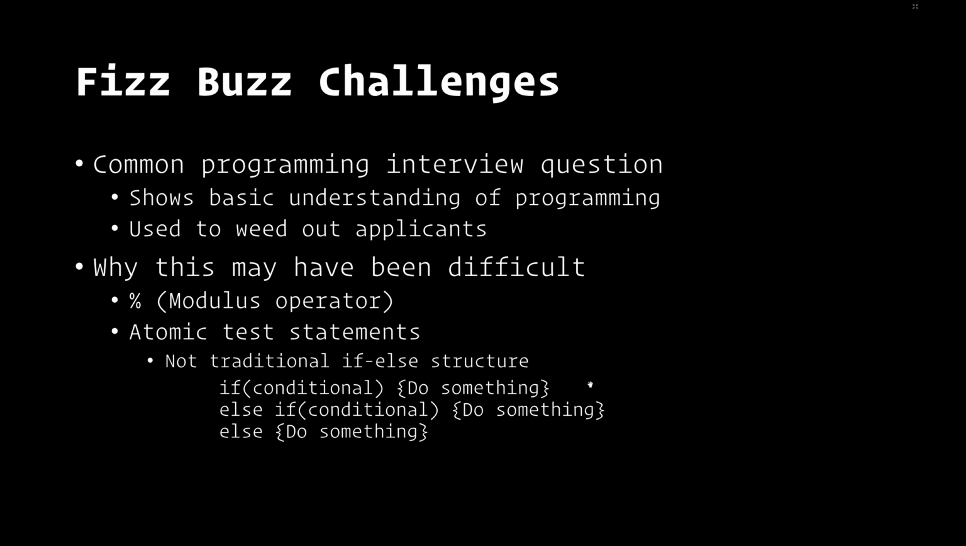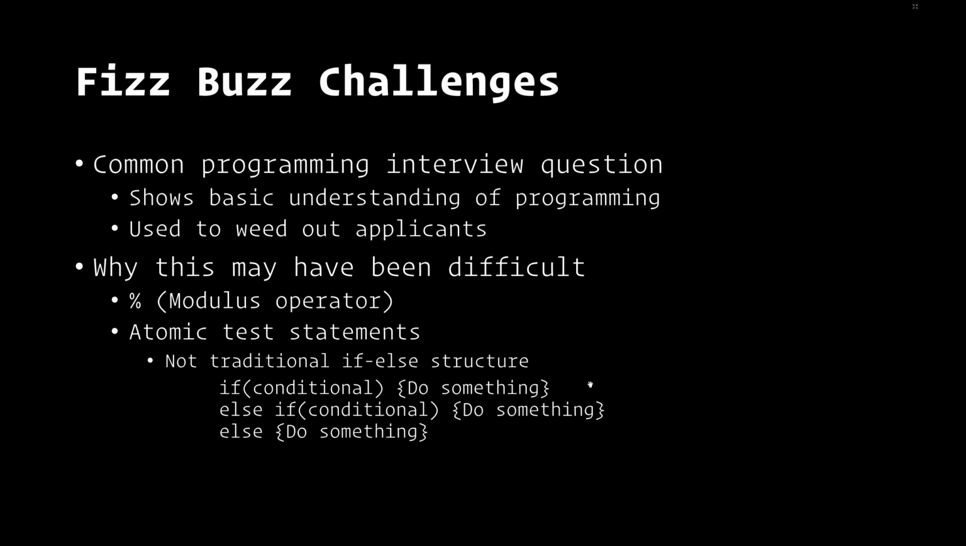Some of the reasons why this might have been complicated for you is that you didn't know about the modulus operator, or the remainder operator, that allows you to test if things are divisible by 3 or 5, or multiples of 3 and 5. And you probably might not have known about atomic if statements. So just basically testing if a thing happens, then doing something, rather than our normal if-else structure, which is conditional, do something, else if, conditional, do something else.